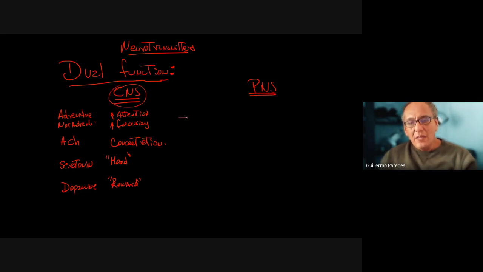Now, adrenaline in the peripheral nervous system is a different story. It is going to, for example, affect the heart, increasing the heart rate and increasing the blood pressure. So it is totally different from attention and focusing. It is also going to produce vasoconstriction in the artery. Vasoconstriction, you already know. So that is in the peripheral nervous system. So that is different from what happens in the central nervous system.